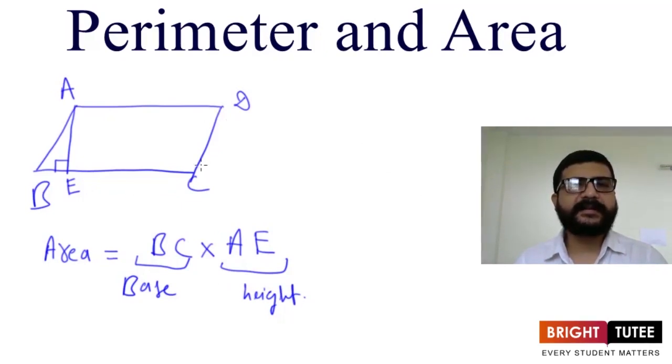Now if we will consider CD as a base, then what will be the height? Then we have to drop one more perpendicular from A on CD. So area of a parallelogram is equal to base into corresponding height. By corresponding height means the height according to the base we are selecting. Any of the sides can be considered as the base and the height has to be chosen according to that only.